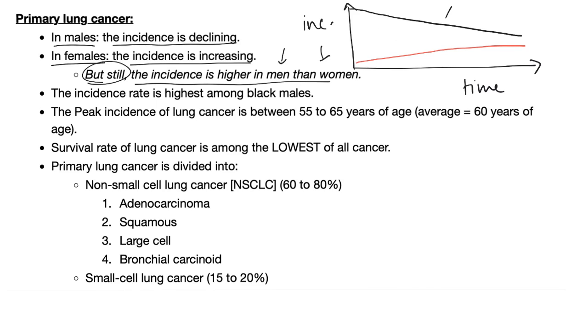Why is the incidence decreasing in men and increasing in women? I have no idea. I have some theories, but most of my theories are wrong, so don't take my word for it. Ask an expert. The incidence rate is highest among black males.